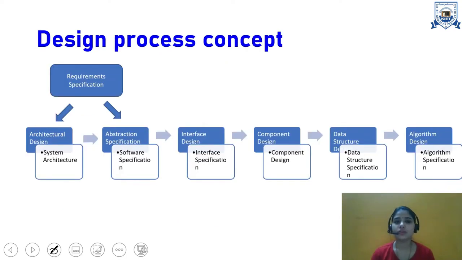So how will the design process concept go? From the SRS document, the software requirement specification document, we will get the architectural design, then abstraction specification, then design interface, then component design, then data structure design, and in the end we will get the algorithm design. That is very important for the developer. By algorithm, the developer or coder is very comfortable. The developer can easily develop the code through the algorithm.